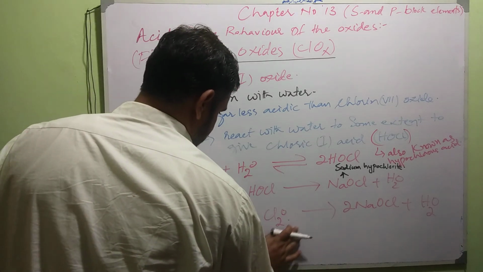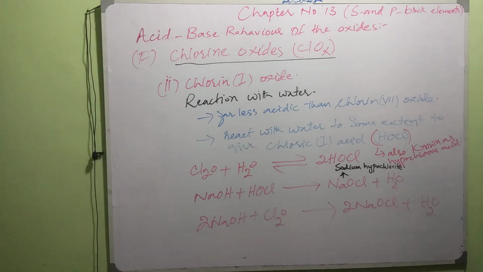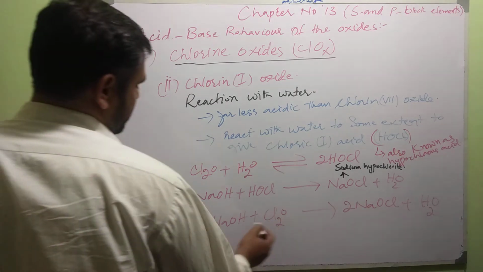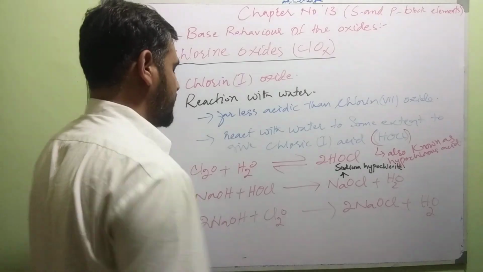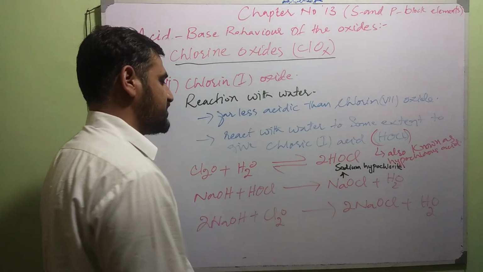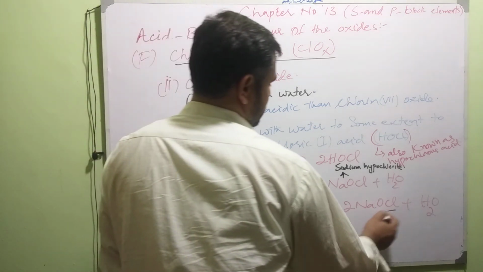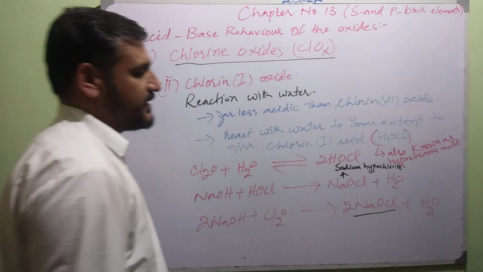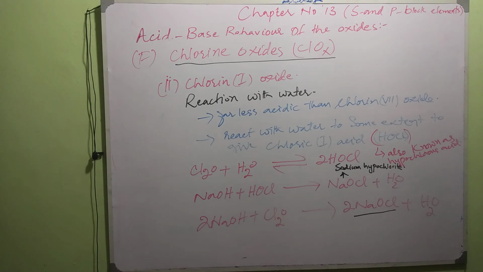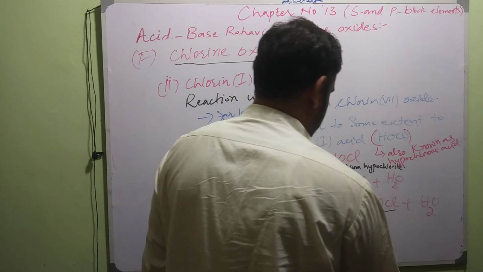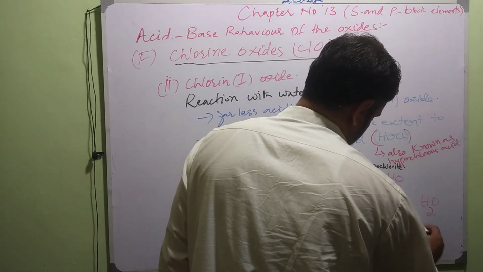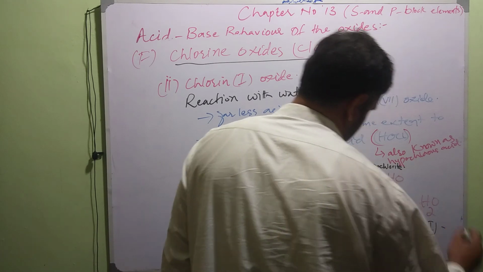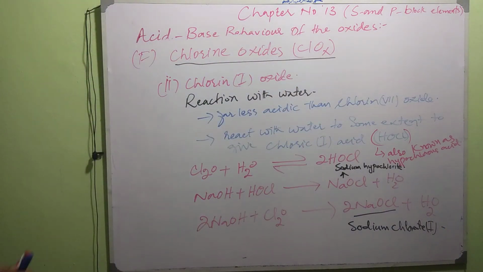Again, chlorine monoxide reacts with base to form the same product as given by hypochlorous acid's reaction with base, that is sodium hypochlorite, also called sodium chloride 1.